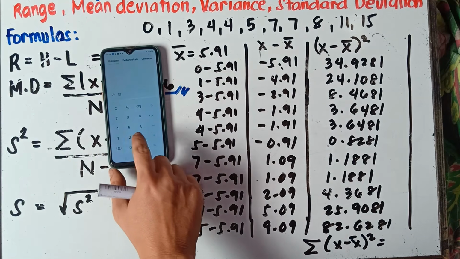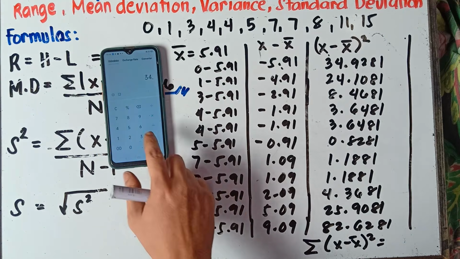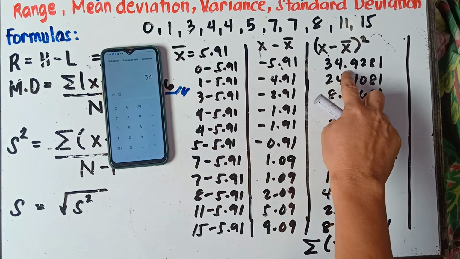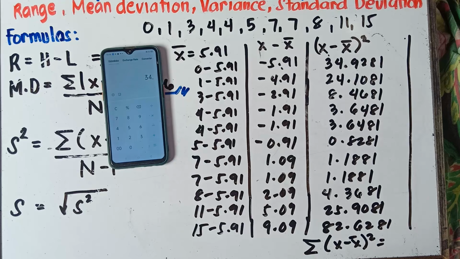So this will be 34 point, do it step by step, class. I'm sure the teacher will allow you to use a calculator. Imagine, class, if you were not using your calculator and you had to add all of this. It will really take time.